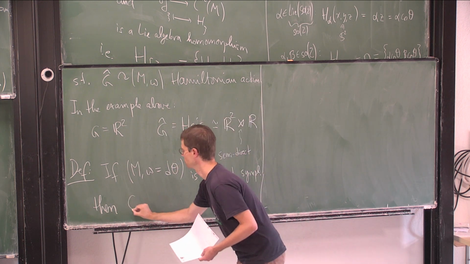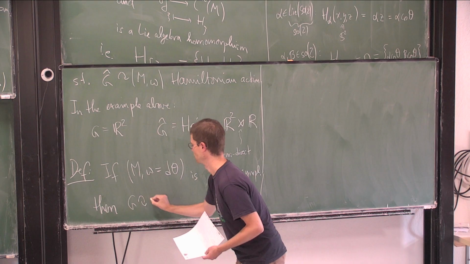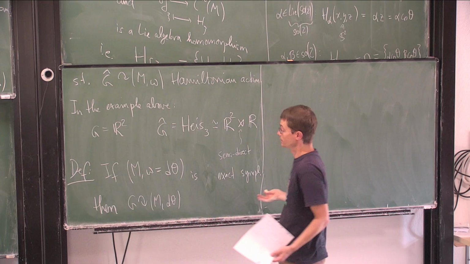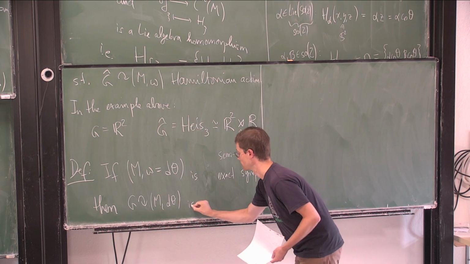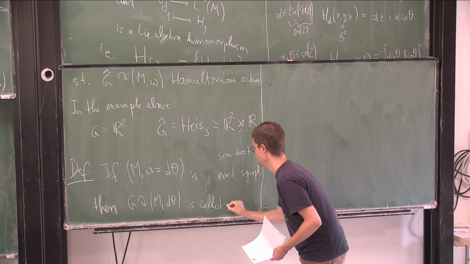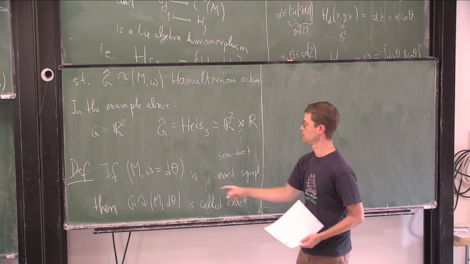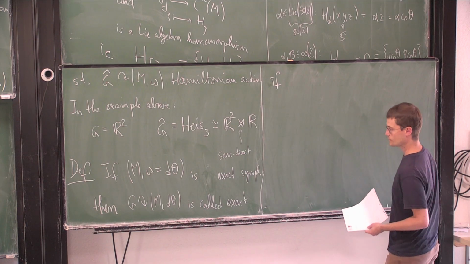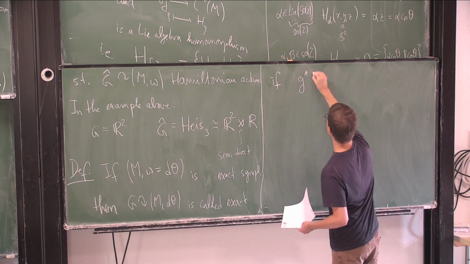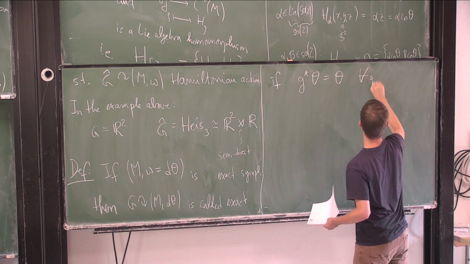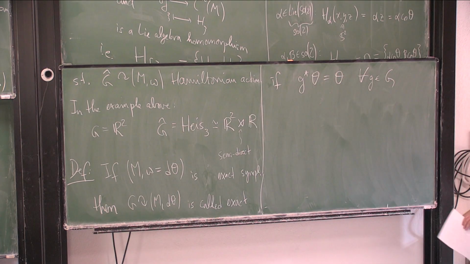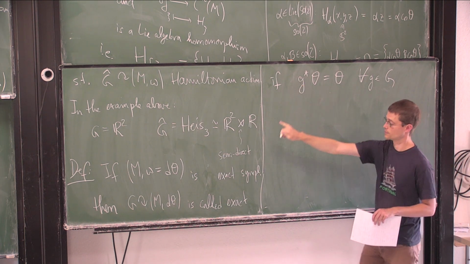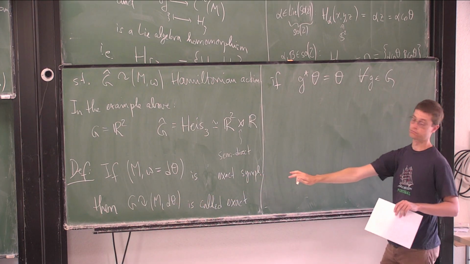then I can define what is called an exact action. Such an action is called exact if the potential of the symplectic form is preserved: g star theta equals theta for all g. There's a slight abuse of notation, g is an element of the group, but I see it as a diffeomorphism.